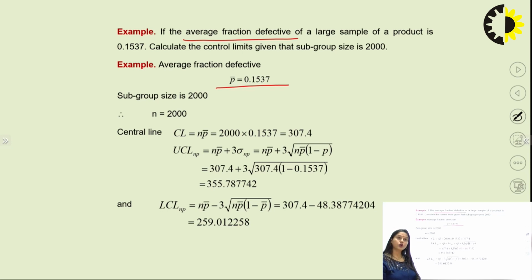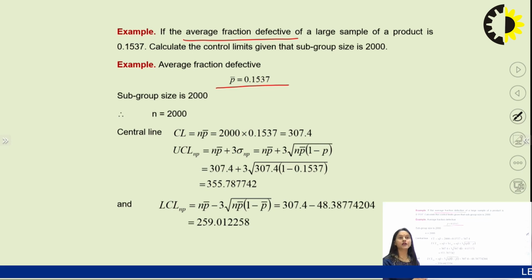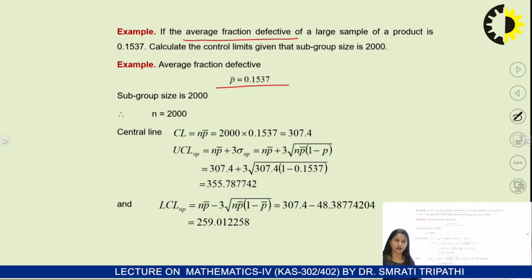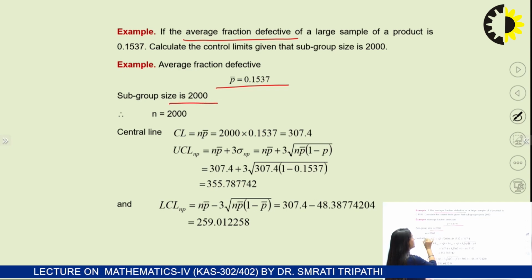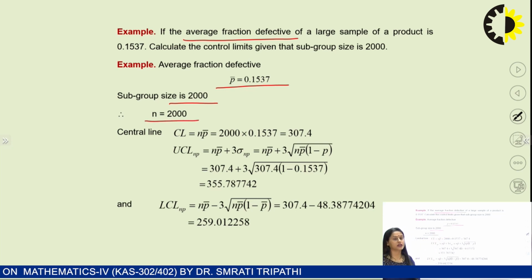I told you whenever the subgroup size is constant, then we always use the NP chart. That is why, in the question it is not mentioned which chart you have to find the control limits of. But because the subgroup size is 2000, which is given and is a constant value, we will find the control limits of the NP chart. In that, the average fraction defective is already given to us, and the subgroup size, which is n equal to 2000, is also given.